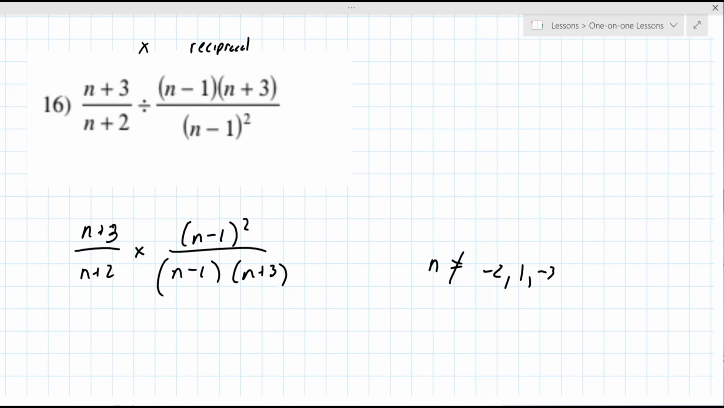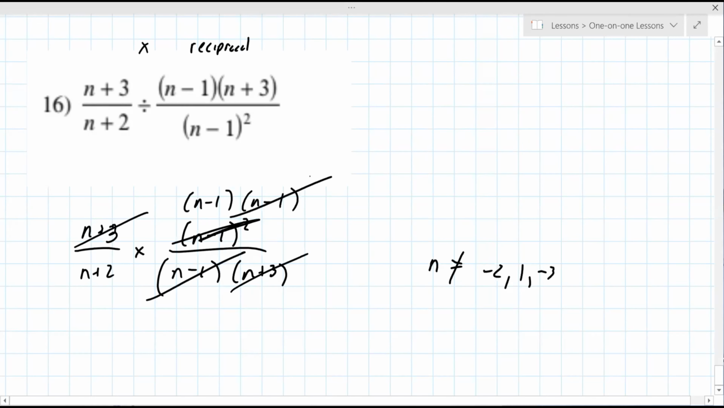Now we gotta simplify these out. We can simplify the n plus 3 on both sides. What do we do now? Well, the n plus 3 cancels with this n plus 3. Right. 2 n minus 1s up here. So if it's more helpful, you can write it out as n minus 1 times n minus 1 and get rid of that. And then one of these cancels one of these. So you're left with n minus 1 over n plus 2. Okay. That makes sense.